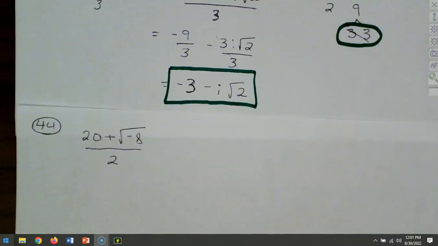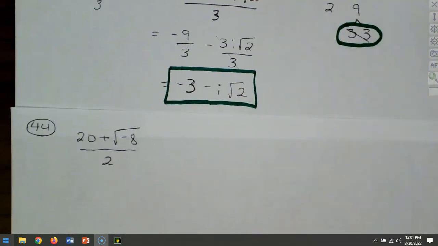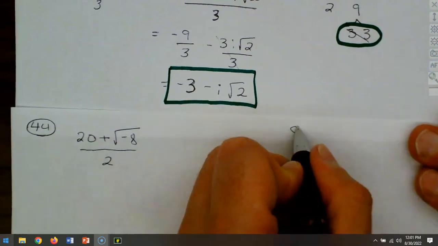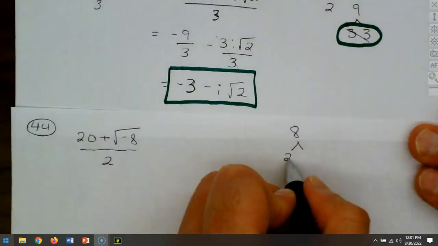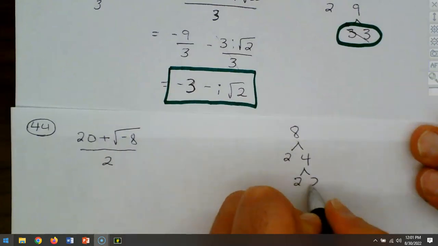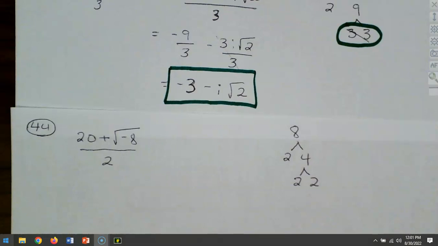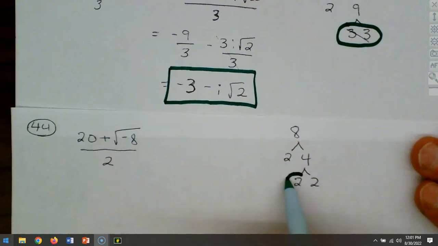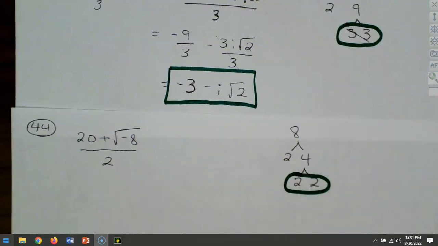First thing we do is roots. Remember, order of operations, roots come right after the parentheses. There's no parentheses, so we break up that root. And 8 will break up into 2 and 4, and then 2 and 2. And what are we looking for? Pairs. So this pair of 2's will come out.